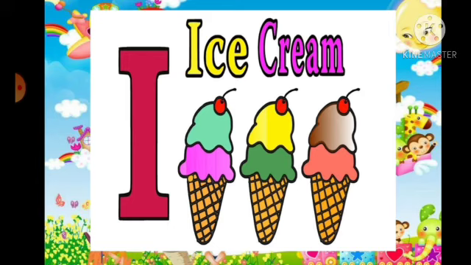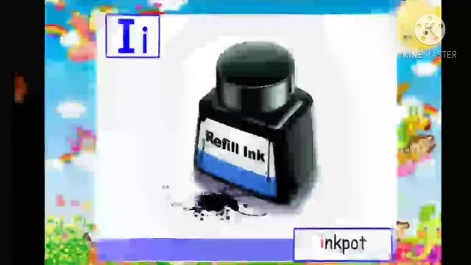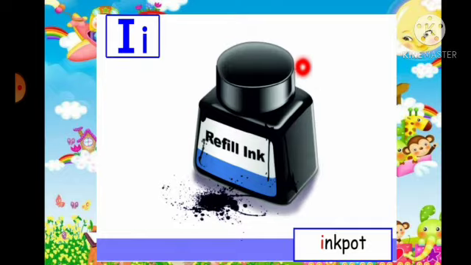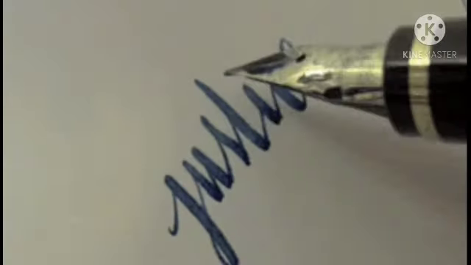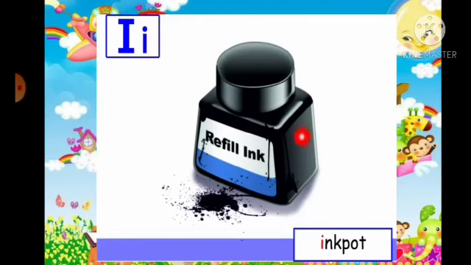Now let us see our next picture. What picture is this, children? Yes. I for ink. What is this? This is an ink pot. Children, ink is used for writing. So, I as in ink. I as in ink.